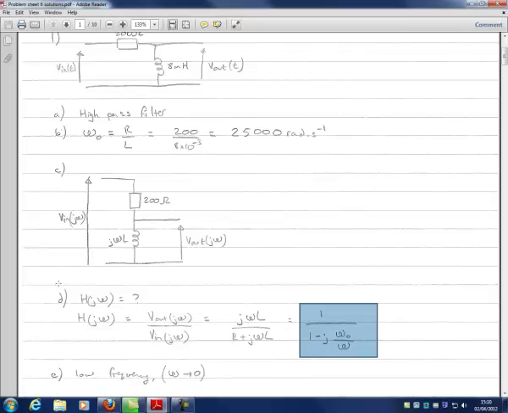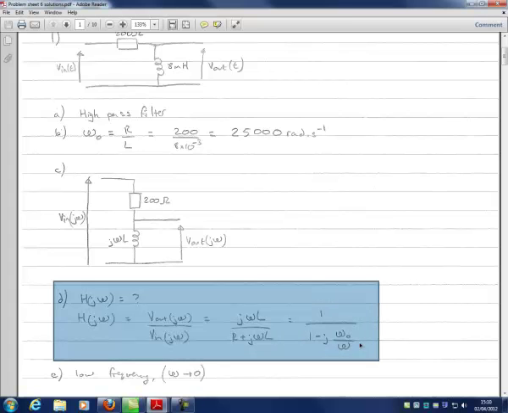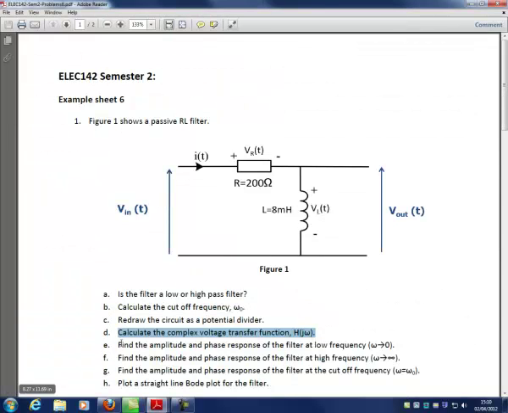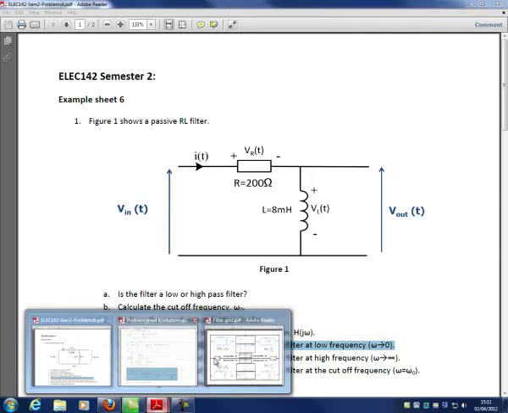So that's the sort of level of detail I'd expect you to give me in an exam. Don't just write the final answer. I need to see the working as to how you got to that point. So part E says find the amplitude and phase response of the filter at low frequency where omega tends to 0.